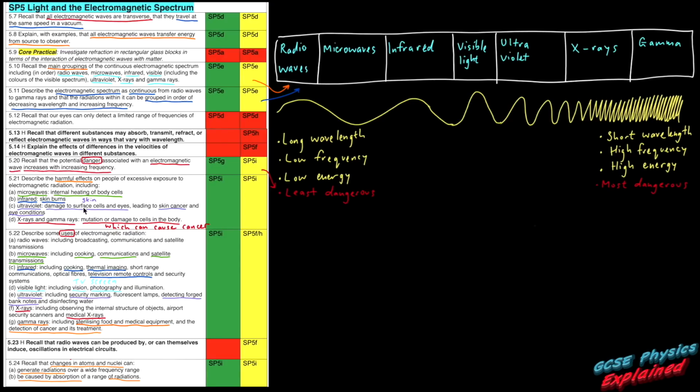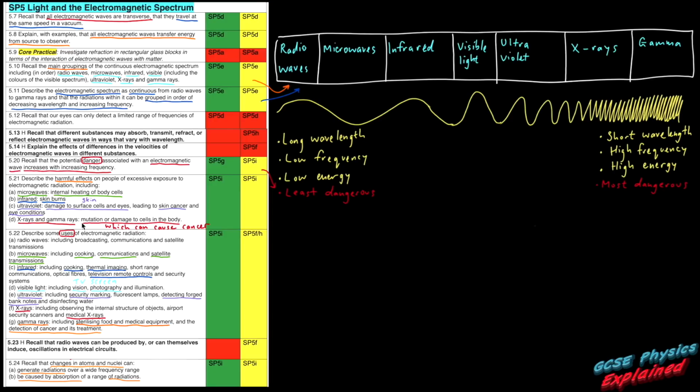Ultraviolet does damage to surface cells and eyes. So surface cells is just like your skin cells. So too much sun can damage your eyes and it can damage your skin. It could lead to skin cancer and eye conditions. So be specific. If it asks about ultraviolet, don't just say it causes cancer, say it causes skin cancer. Because ultraviolet can't penetrate inside the body, it just lands on the skin.